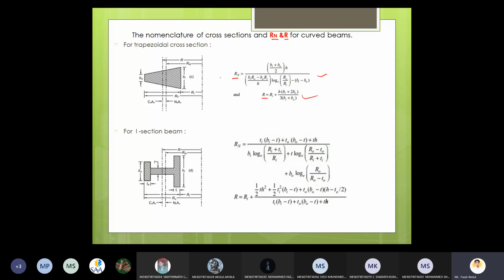This is the center of the curvature line and distance from the center of curvature line to the neutral axis. Which one is the neutral axis? Already denoted here. This is a neutral axis. This is a centroidal axis. From this line to this neutral axis line is a Rn. That is the one here. And distance from the center of curvature line to the centroidal axis of the figure, this is the R that we are calculating here.